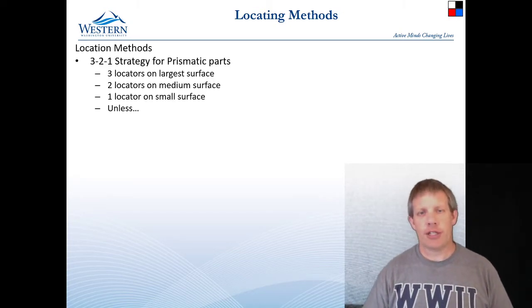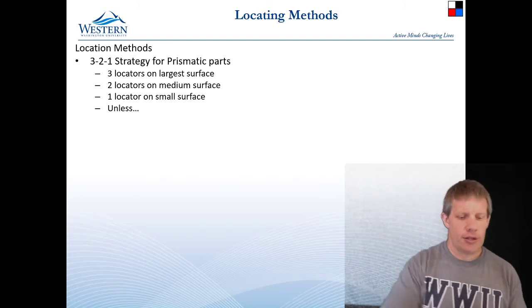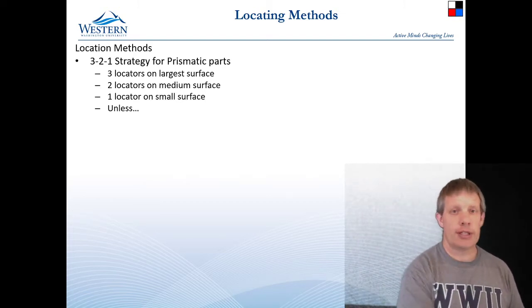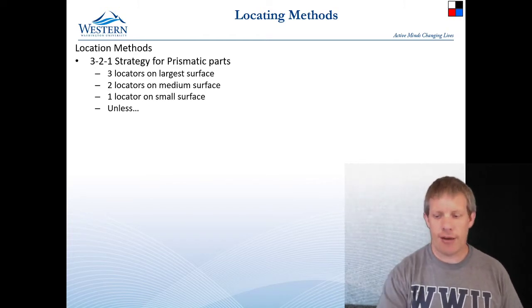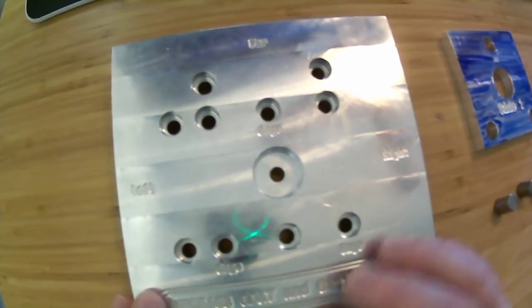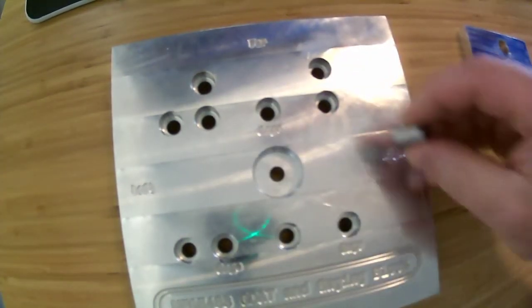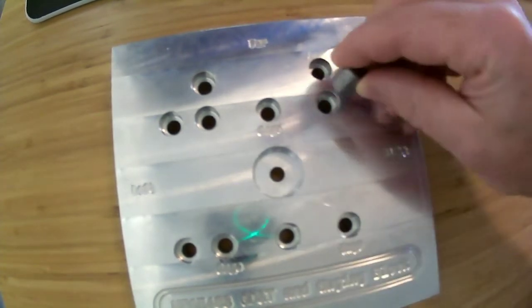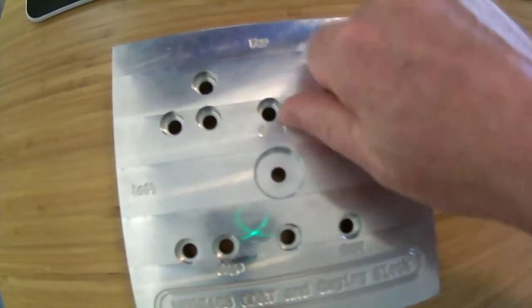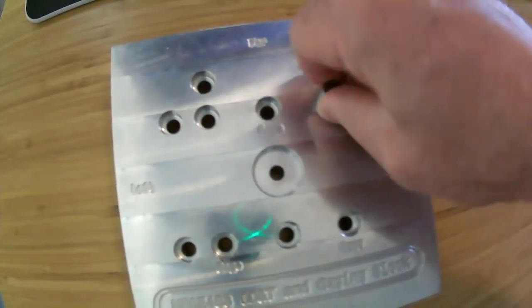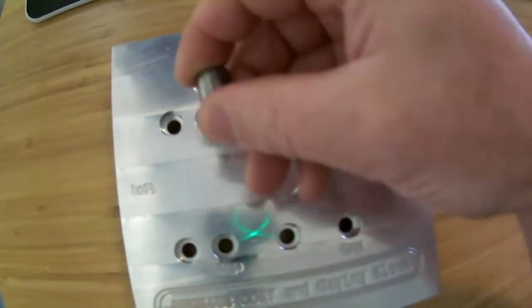It's where you touch something on 3 sides: 3 points on its biggest surface, 2 on the next surface, and 1 on the surface following that. So let's look at that for just a minute on this block. On this block, I want to touch the largest surface of this workpiece with 3 locations. So I'm going to take these small pins and put them in 3 locations.